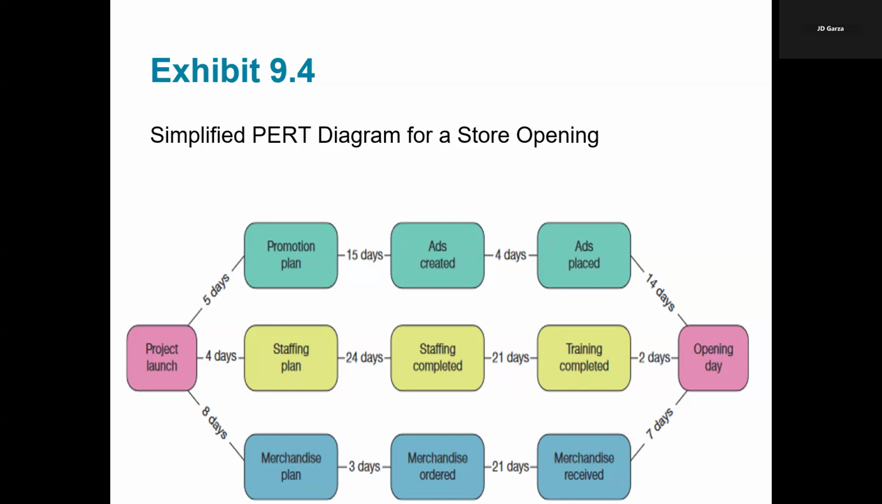And it's then followed by the parallel tasks that must be completed to meet the project's ultimate goal on opening day. It breaks the project into three primary paths. The first one is the promotion path, the staffing plan path, and the merchandising plan path.